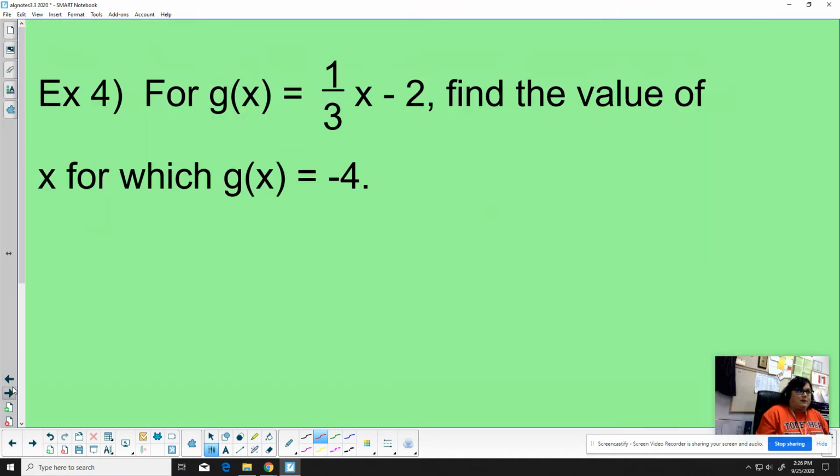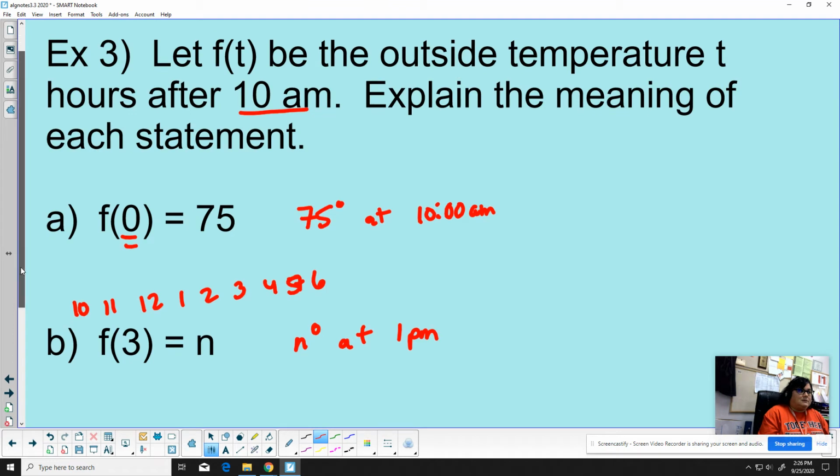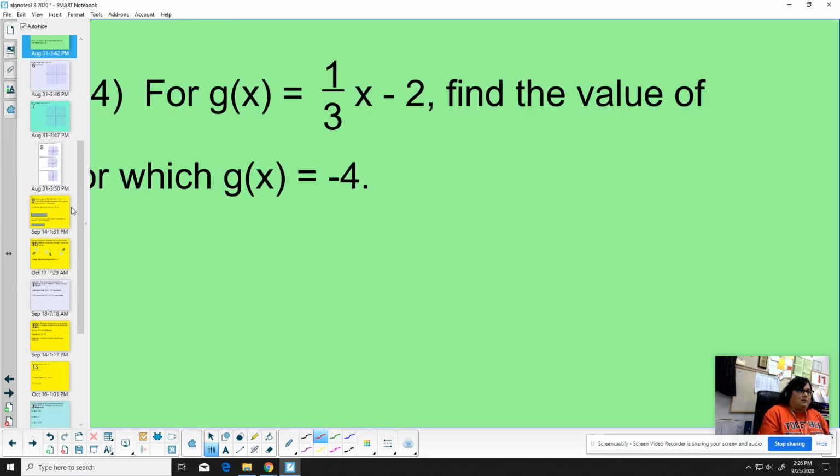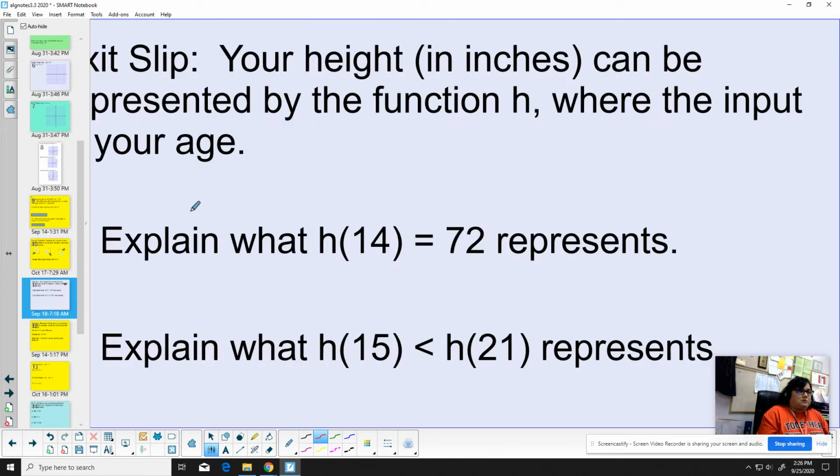So why don't you press pause? Do I have another one of these? I do have one. Can you try this one back here? I'd like you to press pause and give this a try.